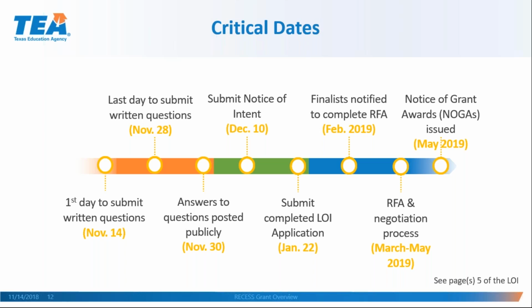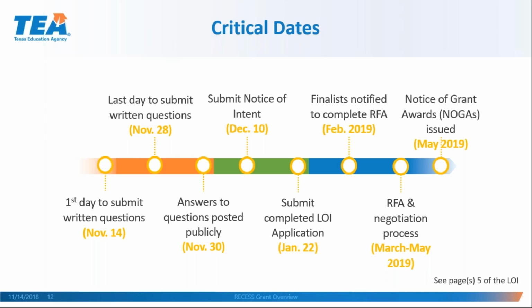The responses to the written questions will be posted publicly on November 30th. The notice of intent should be submitted no later than December 10th. Filing of this notice is not mandatory. However, it will assist the TEA in anticipating the volume of proposals in order to expedite the review process and finalize grant awards. Applicants who do not file this notice are still eligible to submit a proposal.